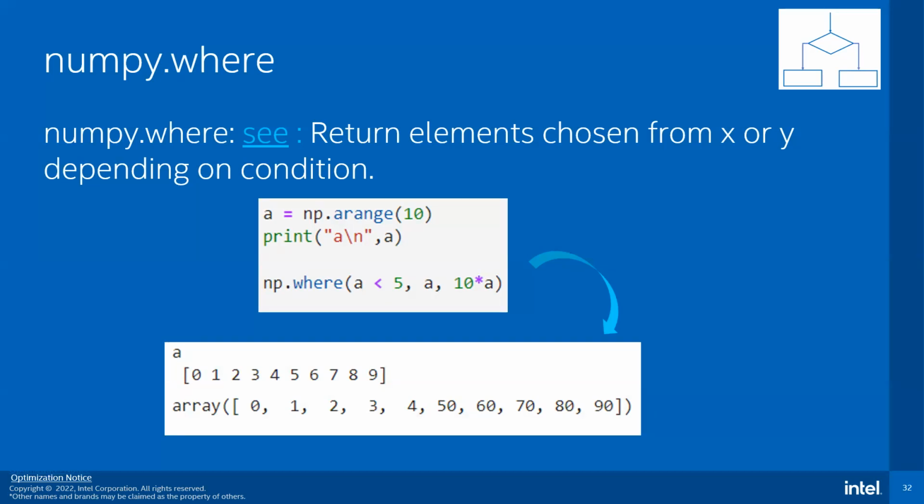Now, if you were to do this in a for loop, this would probably be an order of magnitude slower. If you just do a NumPy where clause, notice right here that the original A's were 0 through 9. Every time the values were less than 5, I copy back the original array, 0, 1, 2, 3, 4. But when the value was greater than 5, I returned 10 times that value.